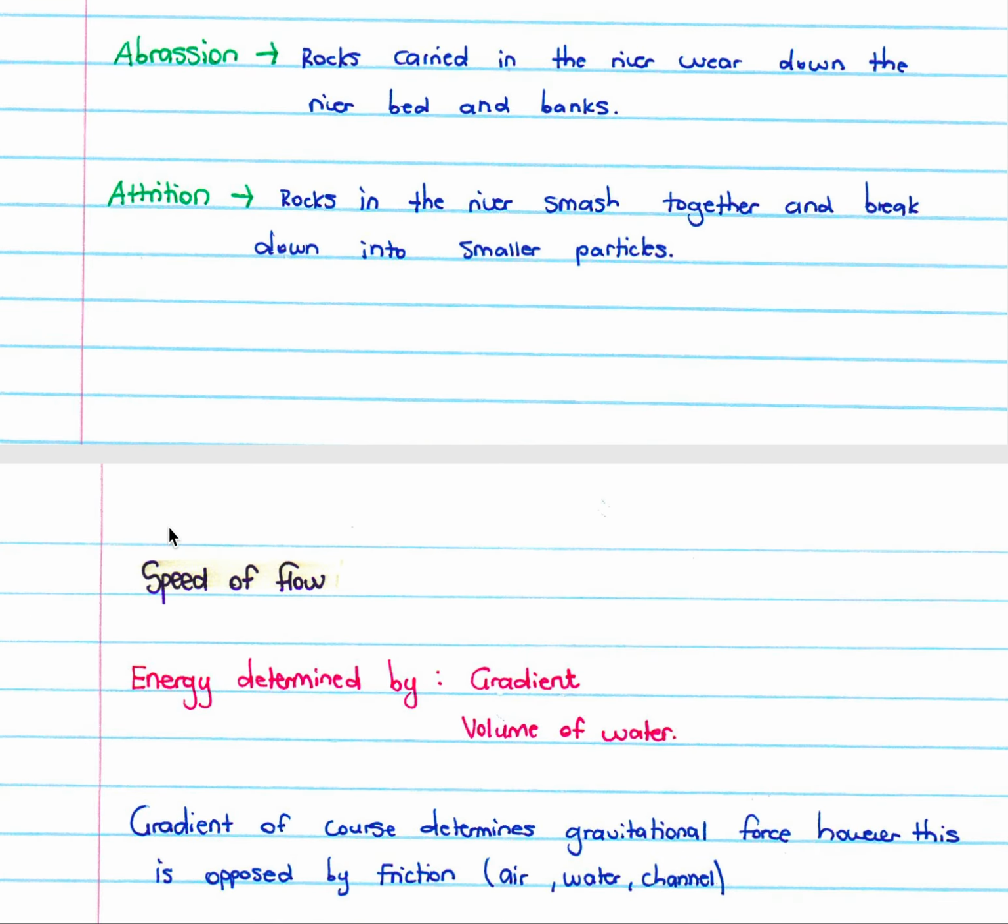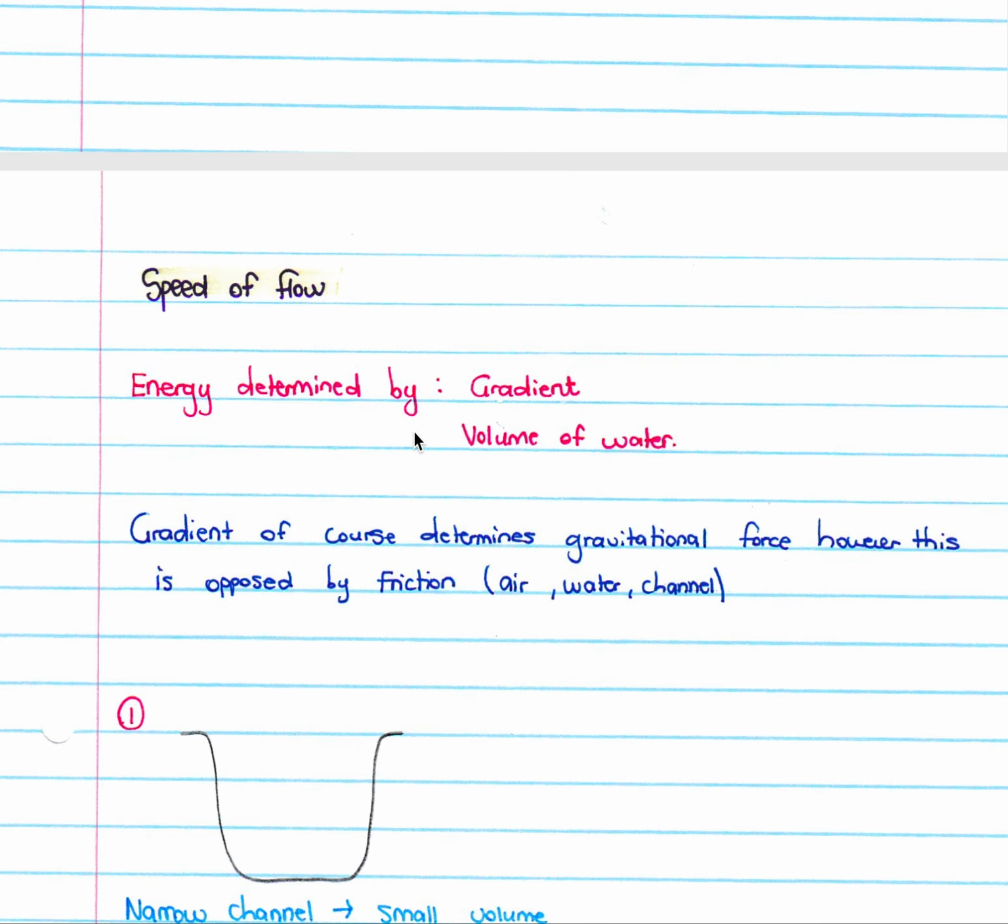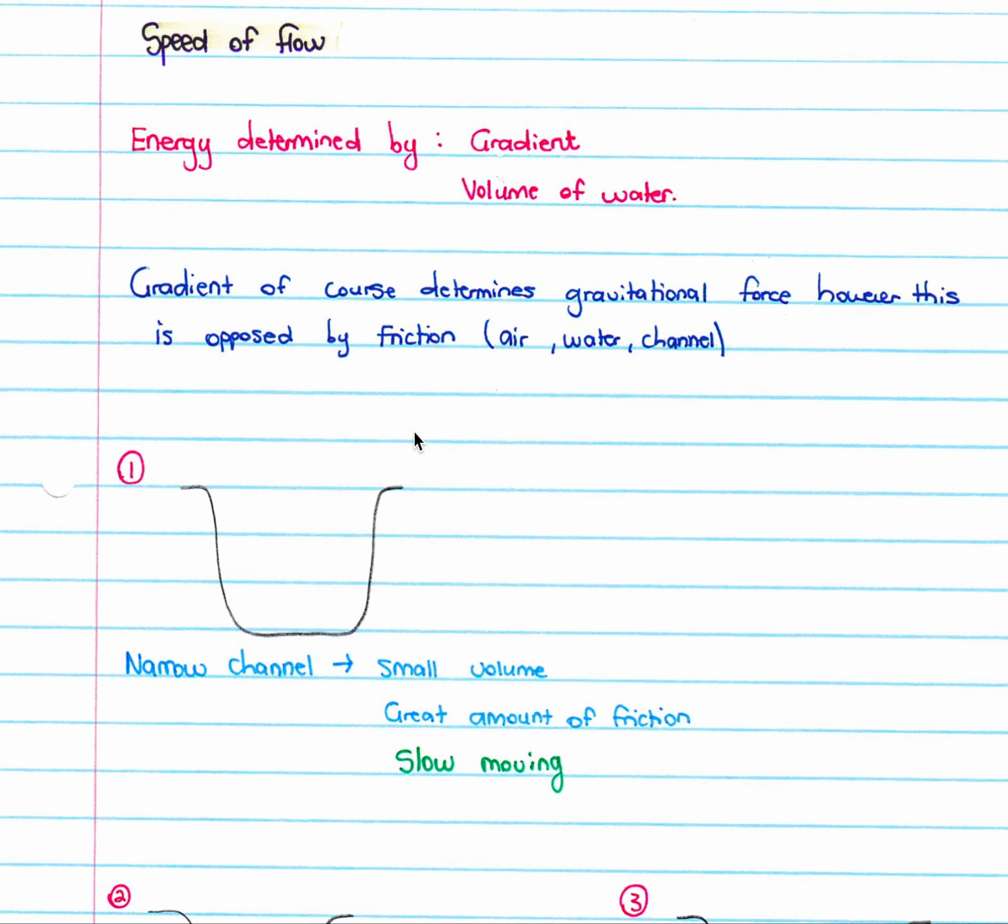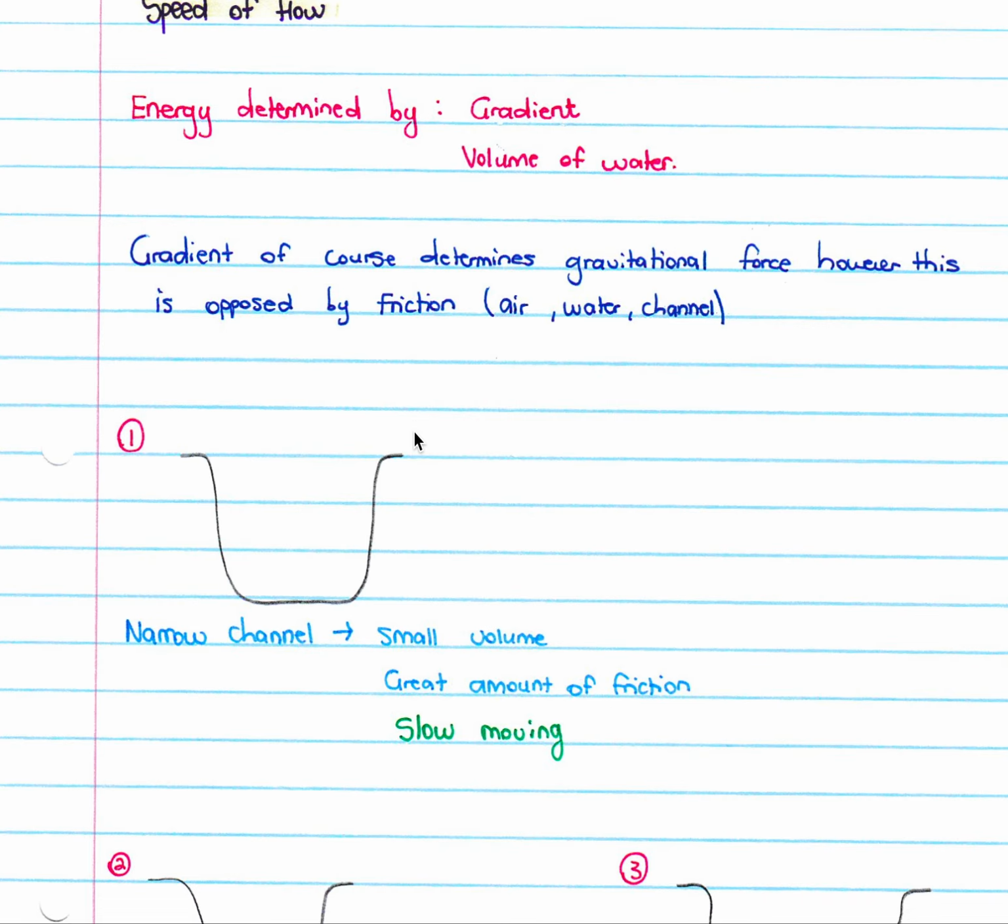Then we look at our speed of flow. The energy of a river is determined by the gradient of the river channel, as well as the volume of water carried in the river channel. The gradient of the course determines the gravitational force. However, this is opposed by friction, both air, water, and the channel.